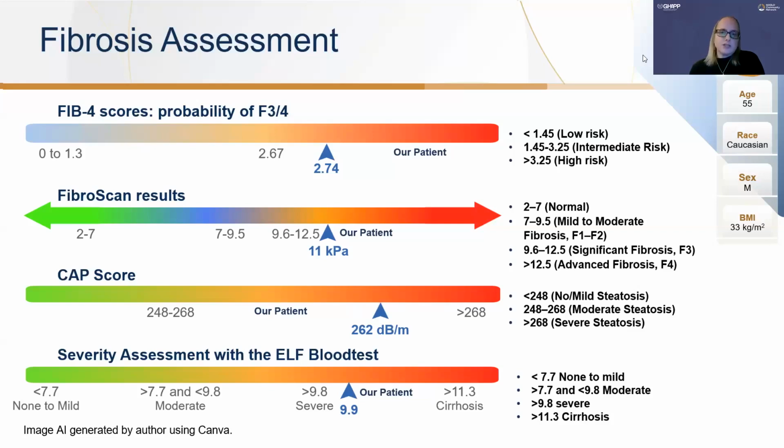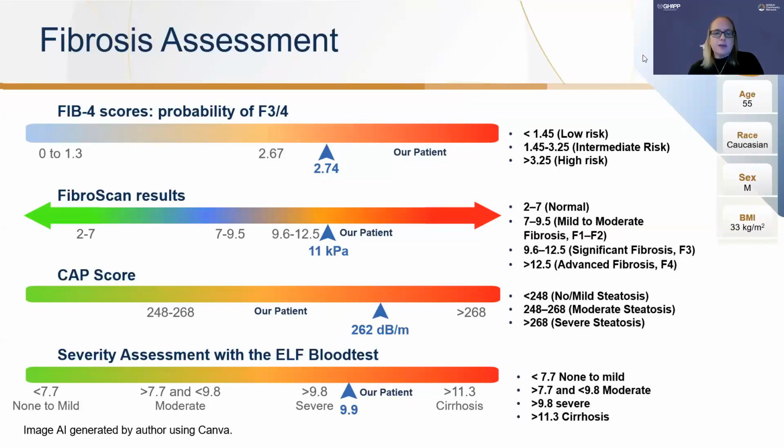Prognosis, conversations we're having with the patient, what other things we need to be doing for him. We also get the CAP score, so that's the amount of steatosis or fat in the liver, and his comes back at 262, which is moderate. So, again, it confirms our diagnosis of fatty liver disease and/or metabolic associated liver disease, MASLD.